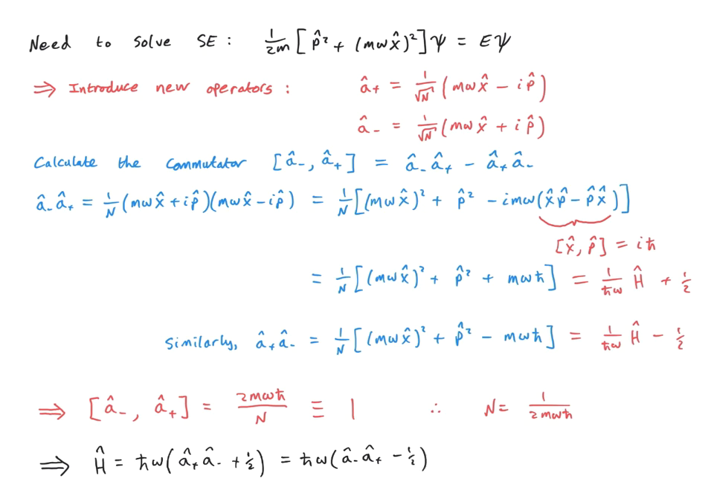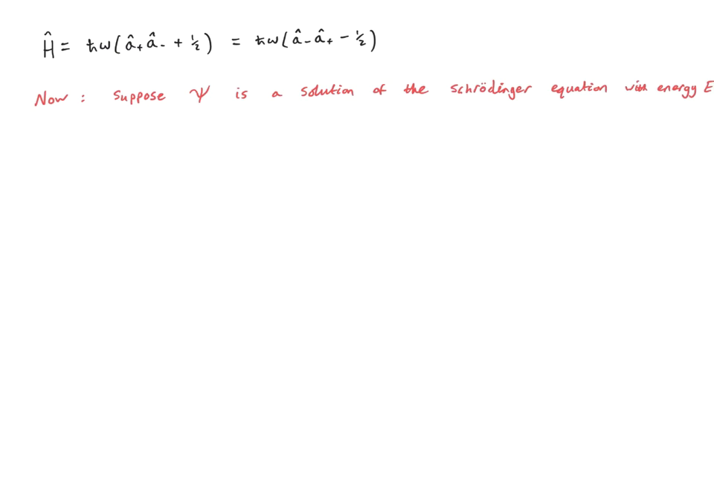Both of these expressions are equivalent and are different ways of writing our original Hamiltonian in terms of these new operators. Okay, so what's the point of all of this, and how does it help us solve the Schrödinger equation? So we have our expression for the Hamiltonian written out here again in terms of these new operators. So let's now suppose that the function psi is a solution of the Schrödinger equation with an associated energy E.